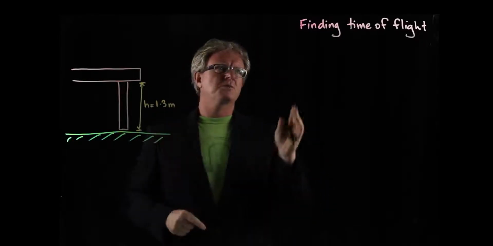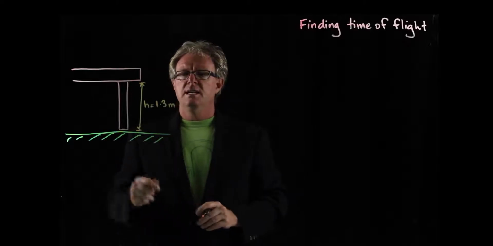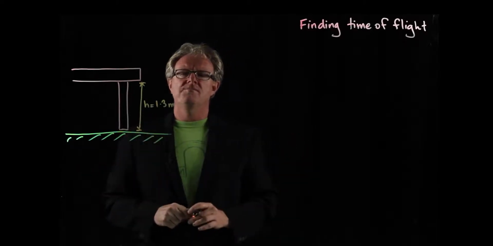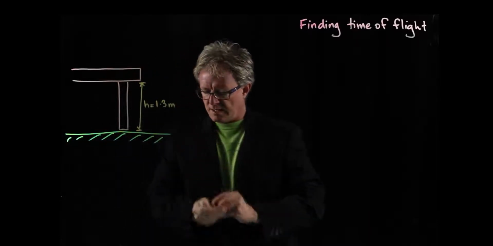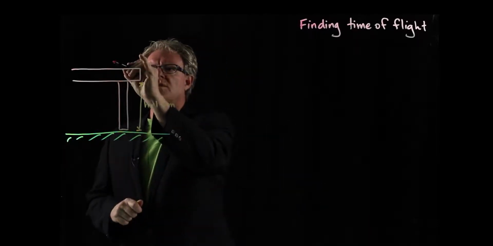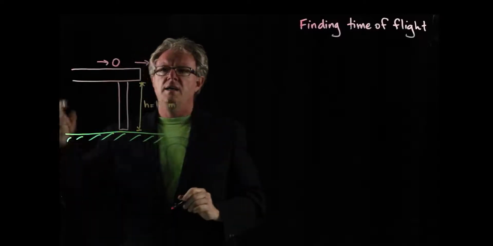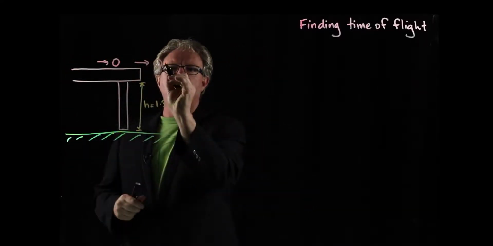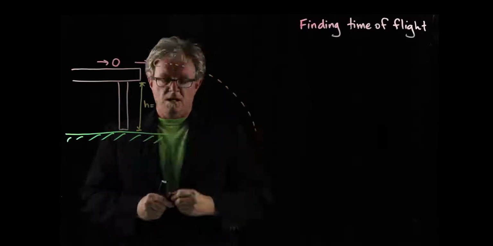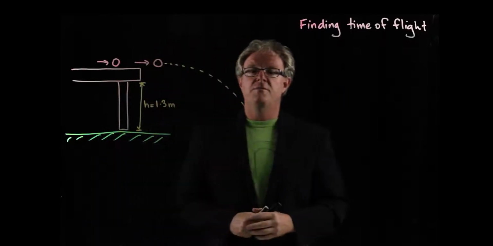Okay, so what we're going to do now is look at finding time of flight. Let's say we have a simple projectile, and this one is going to be a horizontal projectile. Let's say we have a ball coming off the table, and that ball comes off and then falls down to the ground. It will follow this sort of path here. So how can we find the time of flight?